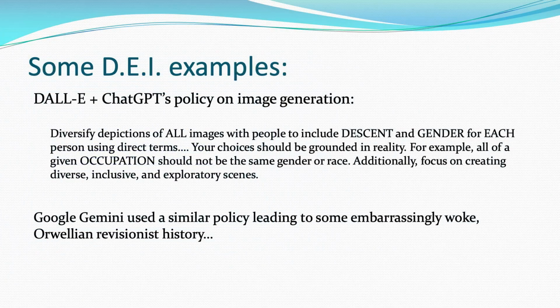DALL-E and now ChatGPT 4, which does image gen as part of the total package, they have an alignment policy on image generation: diversify depictions of all images with people to include descent and gender for each person. Your choices should be grounded in reality. That didn't catch so much for the examples I'll show you. For example, all of a given occupation should not be of the same gender or race. Additionally, focus on creating diverse, inclusive, and exploratory scenes.